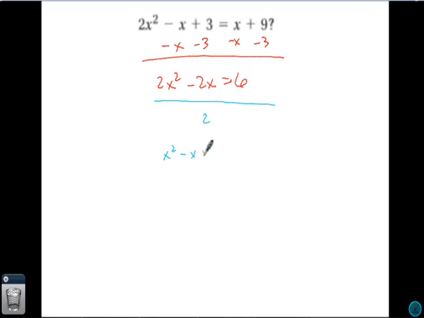x squared minus x equals 3. Now, we have to have some comfort level with fractions. The b value here is negative 1. Half of negative 1 is negative 1/2. And then we're going to square that. Let's make sure.